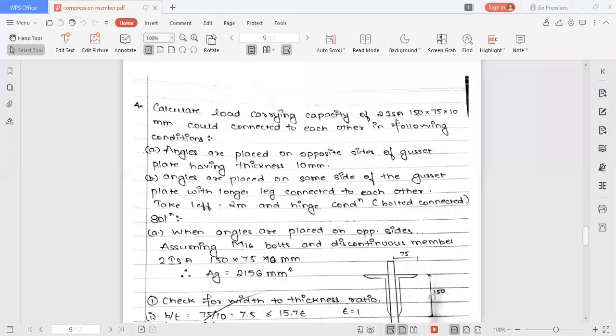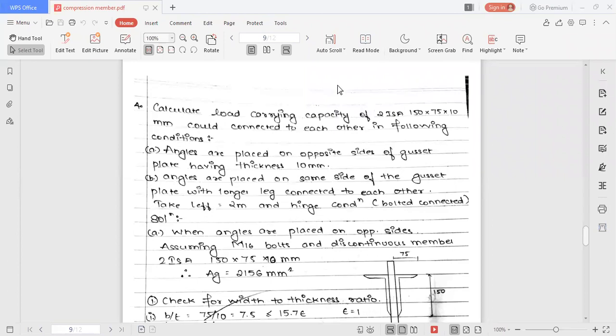So we'll continue the sum that we had taken in the last lecture. In that sum, what is given to you? They have told you to calculate the load carrying capacity of the two ISA, that is the two Indian standard angles of the size 150 by 75 by 10 mm, connected to each other in the following conditions. Here they have given you the two conditions.